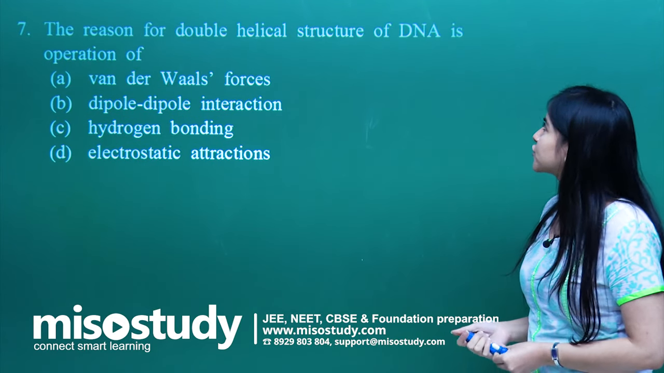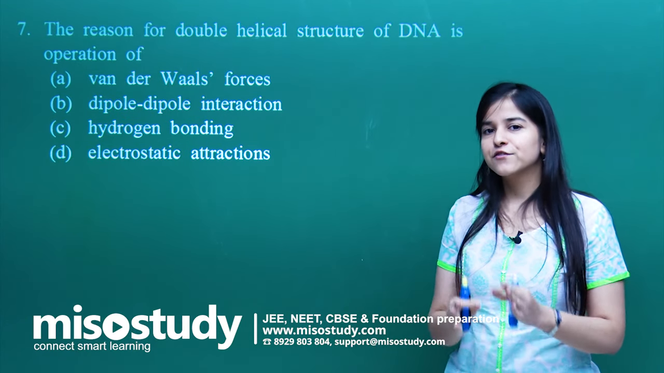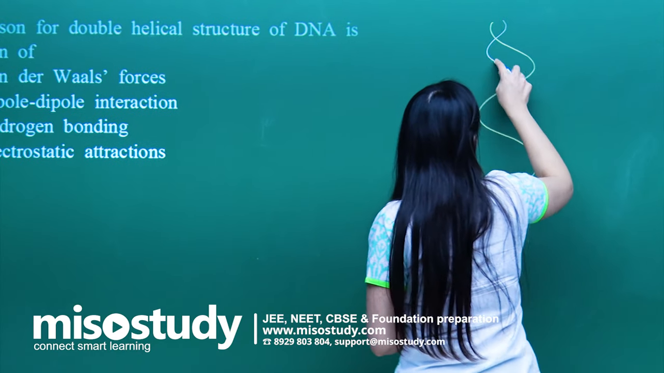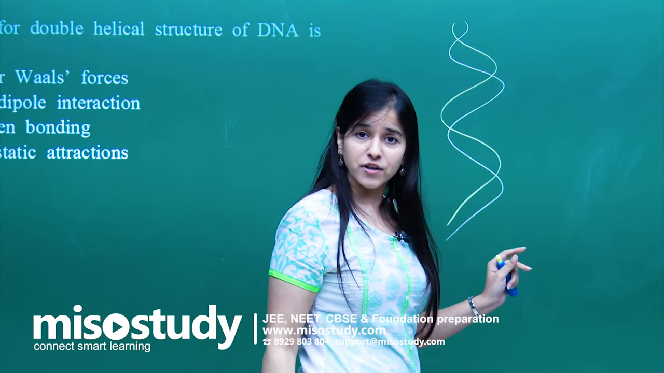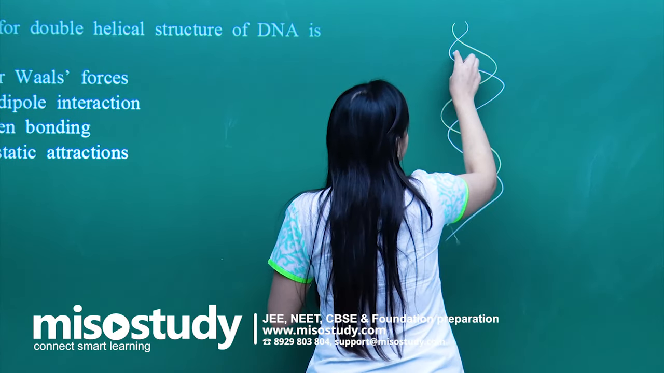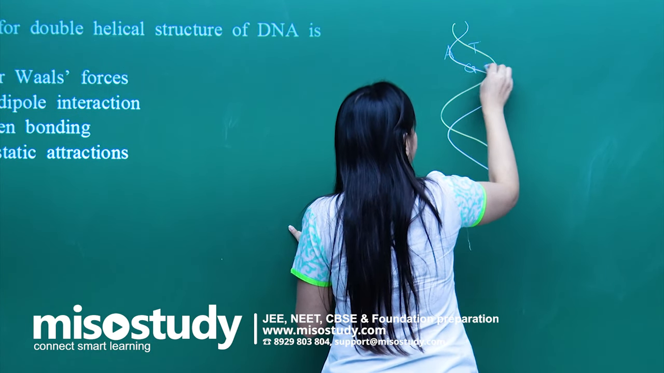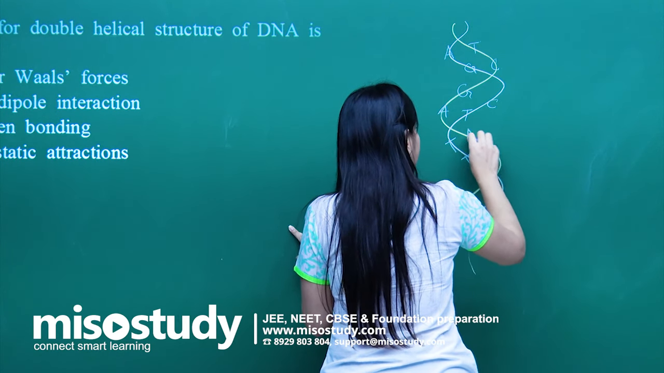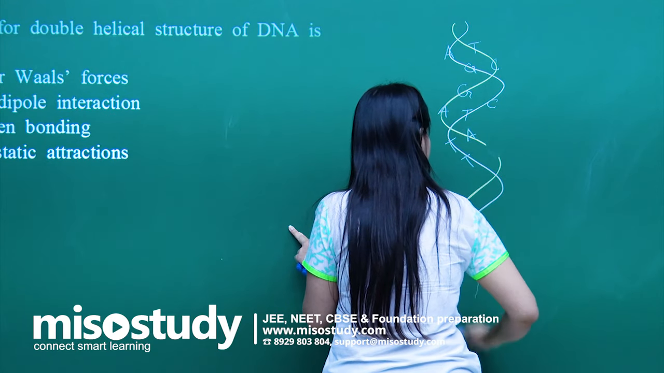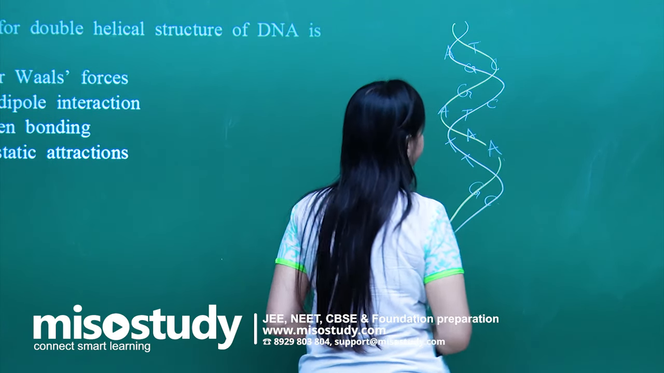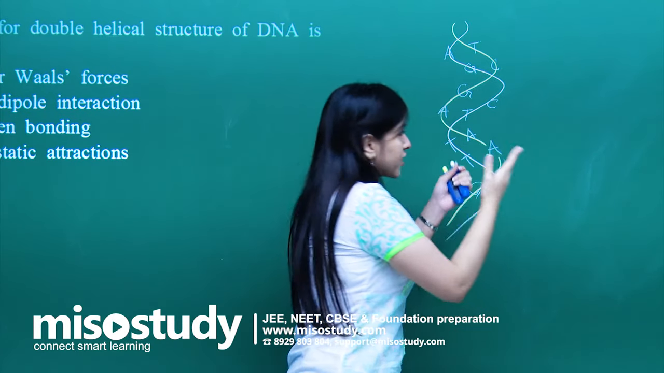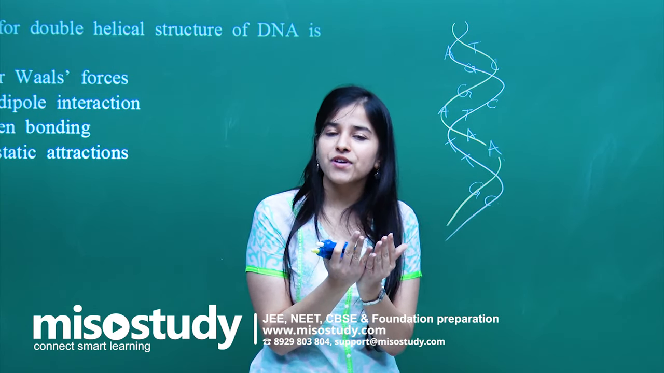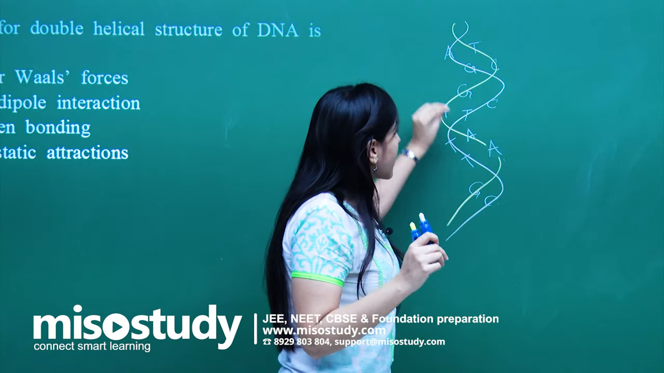The reason for the double helical structure of DNA is the operation of. So I need to find out what kind of force exists in the double helical structure. What is a double helix? Something like this. I need to have some bases in between. A connected with T, G connected with C, G connected with C, A, T, and so on. These are the two helical strands, secondary structures of polynucleotides. So these two strands get connected to form a DNA. How these strands are connected, that is the question.